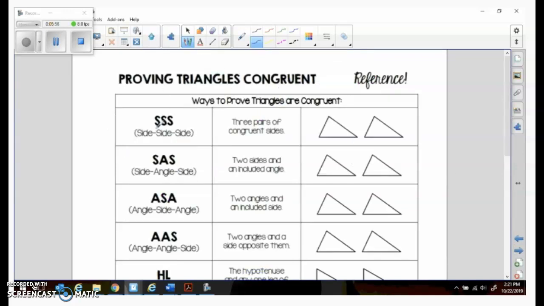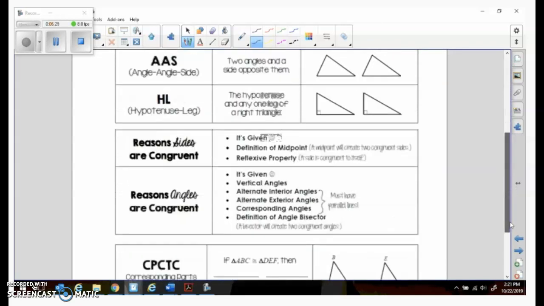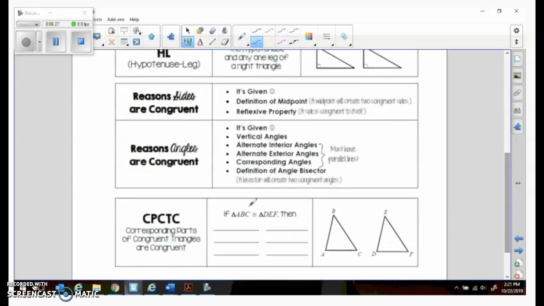Next, we have this page that has all of these triangle congruence theorems. There's nothing that you have to write down here, but let's just take a look at these. When we say side, side, side, that means if all 3 sides are congruent, then the 2 triangles are congruent. Side, angle, side: if we have a side, an angle, and another side. Or angle, side, angle: 2 angles and a side in between. Or angle, angle, side.